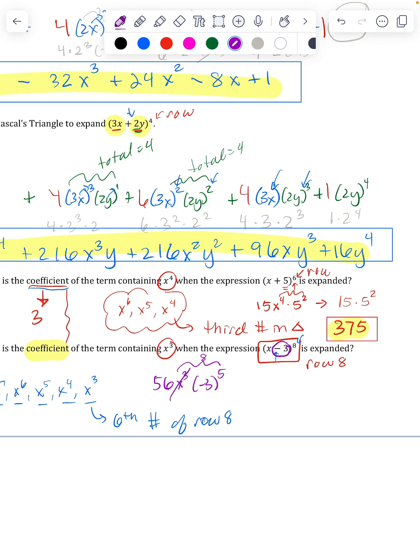So I would have to do 56 times negative 3 to the 5th. And be careful, negative to an odd power is going to be a negative number. So I end up with negative 13,608 as the coefficient. I am not including an x, a y, or anything in my answer because they only asked for the number that would be in front of that term.